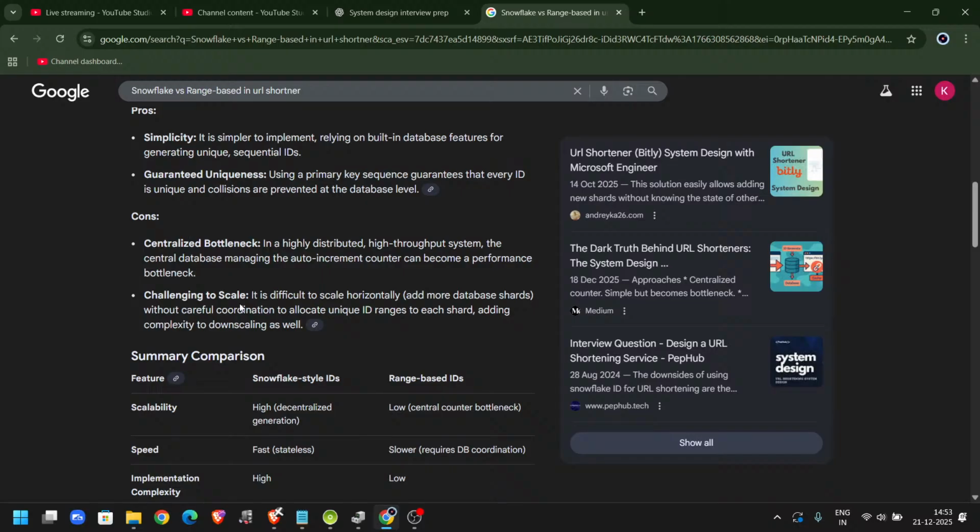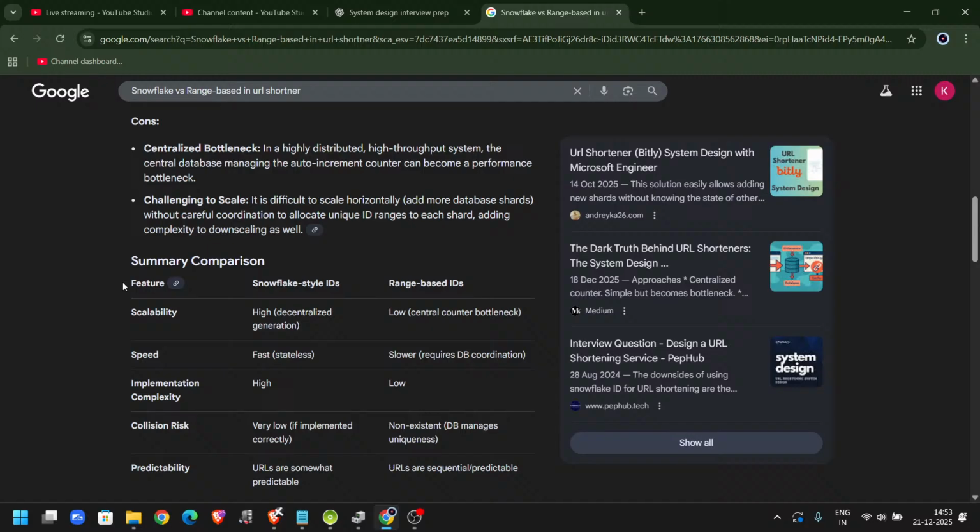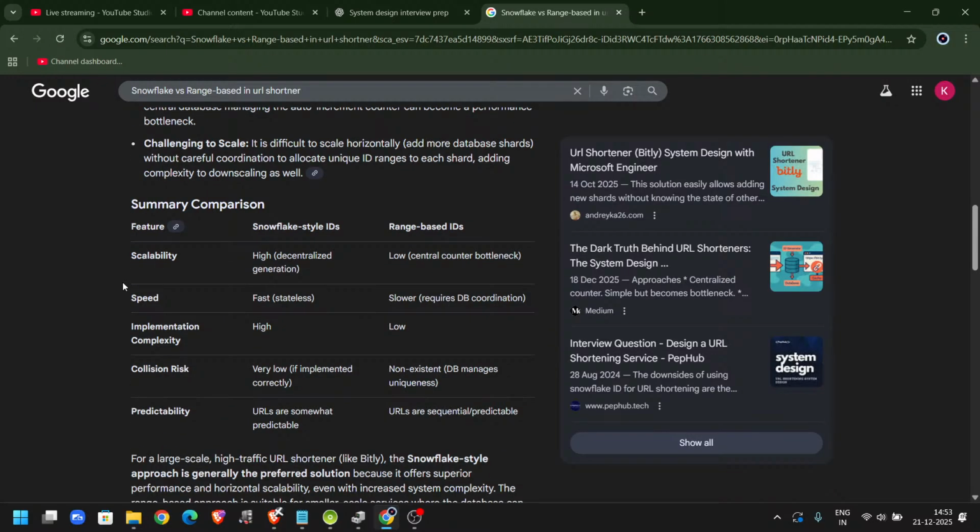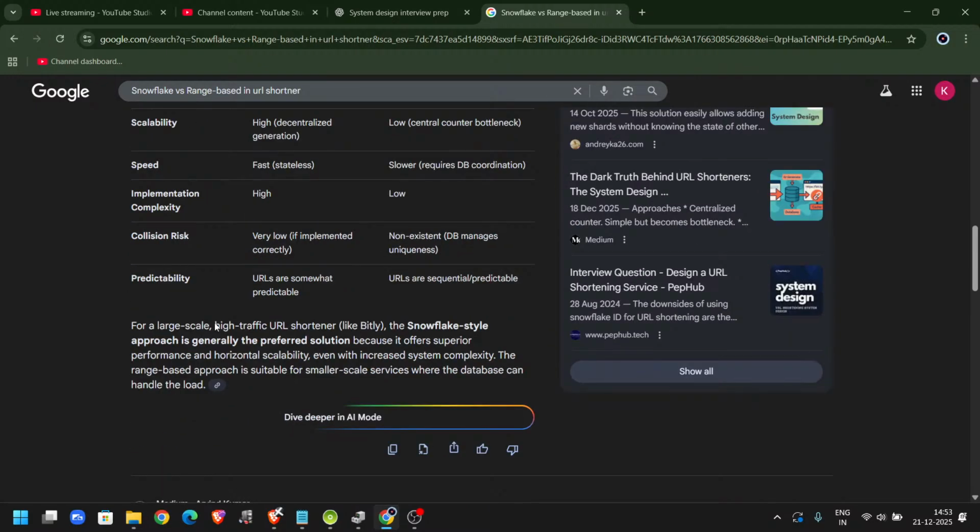Now the cons are a centralized bottleneck. In a highly distributed, high-throughput system where we have multiple servers and the throughput is very high, managing an auto-increment counter can become a performance bottleneck that we already discussed. It is also challenging to scale horizontally, because we have to divide it across multiple servers and manage each of them so that uniqueness is maintained. That's a tricky thing to do. Okay, so these are the comparisons. I don't think we have to dwell too much on it.